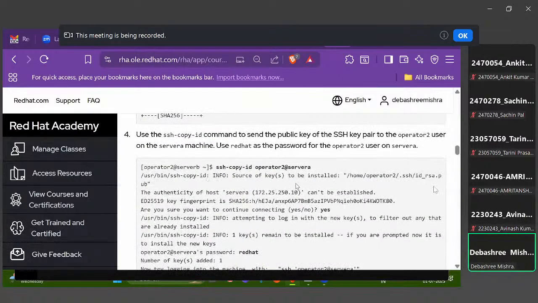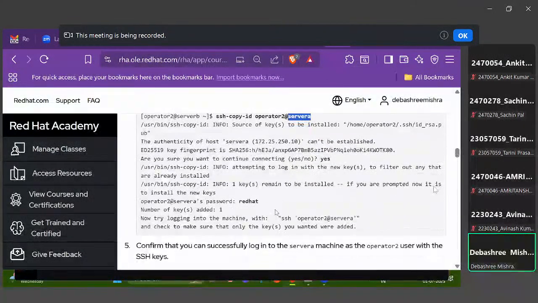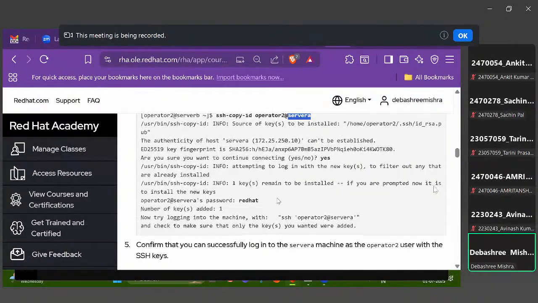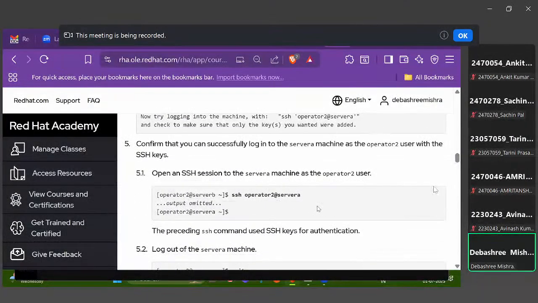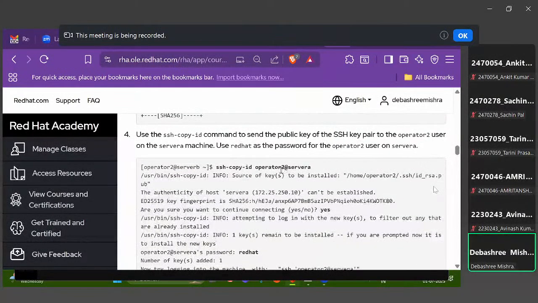Okay, then what you are doing is copying that particular ID, the pair of these keys, to the user operator2, which is there on server A. So you are copying that content there, and it will get copied. Then after, you are connecting again to server A, because you know right now we have copied to this user on server A.